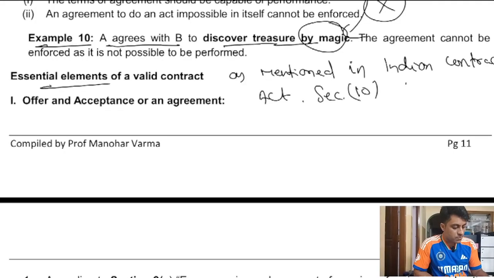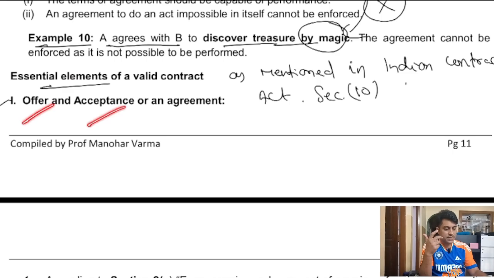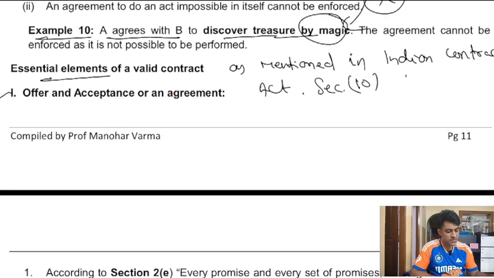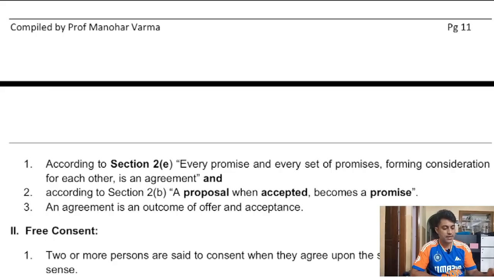Let's discuss the first point, offer and acceptance. Offer and acceptance. I think we have already discussed this in our first class. When we are discussing the word agreement, agreement means a set of promises. And what do you mean by promise? Promise is nothing but a proposal and its acceptance. So this is already a discussed thing, so we are not going to discuss it here again.